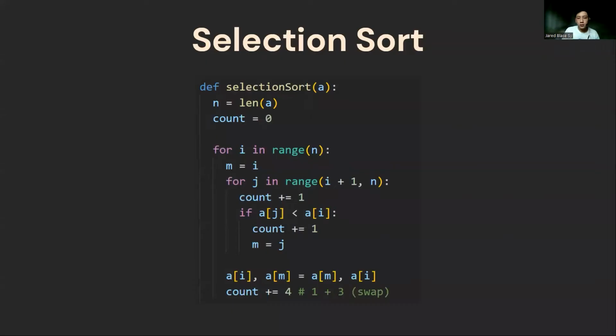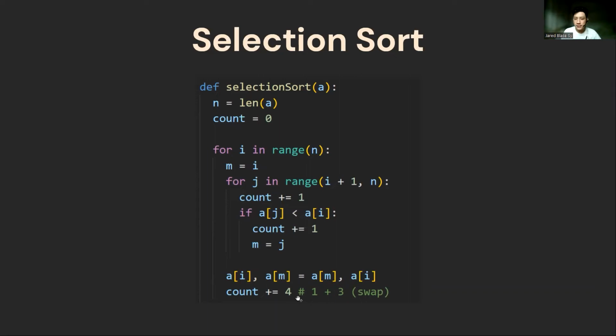This is the implementation of the algorithm. It has counters for each comparison and another counter inside, for when the assignment statement runs. The counter is incremented by 3 to account for the swap element here and another assignment statement here. That's why it's incremented by 4.